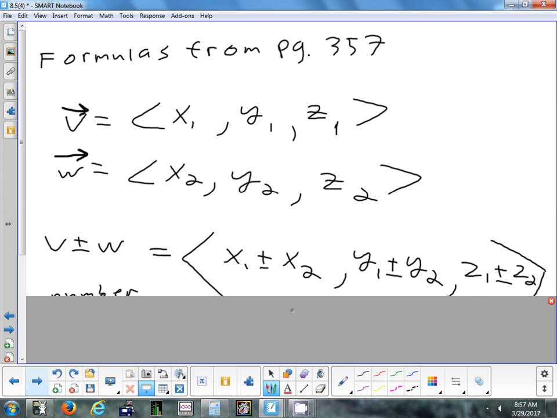So if you want to add two vectors in 3D, it's really just like 2D. You add the x's, you add the y's, now you have to add the z's. And I also put subtraction in the same formula. I just wrote plus or minus. So if you want to subtract vectors, subtract all the components. Okay, and we'll do one of those.